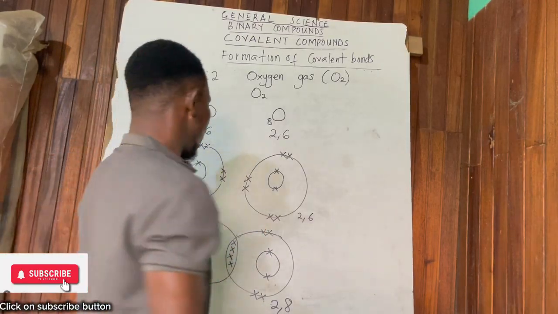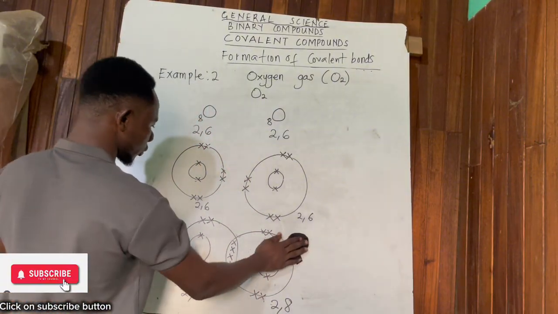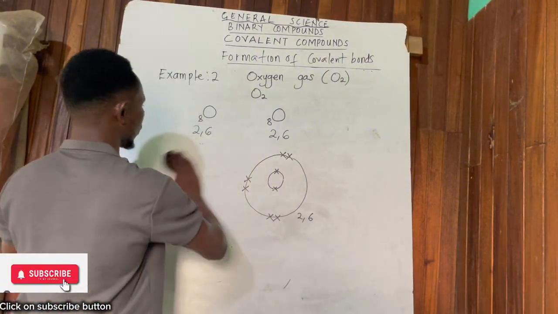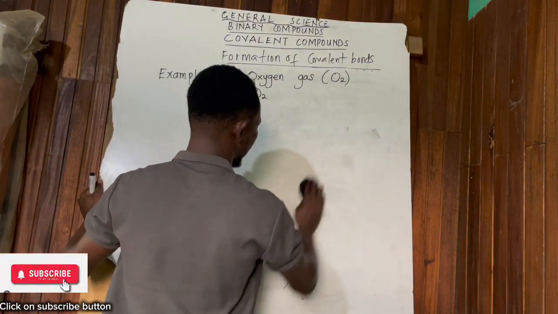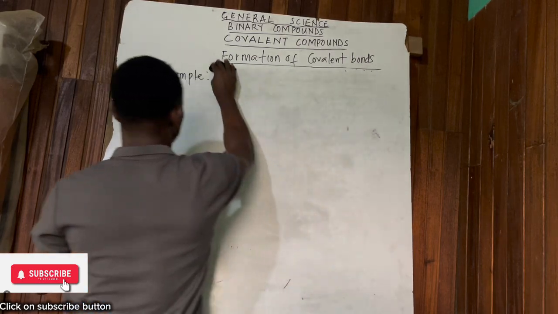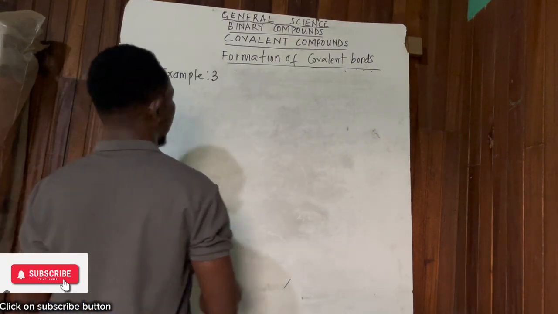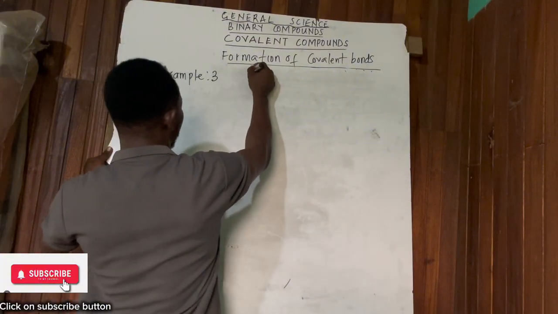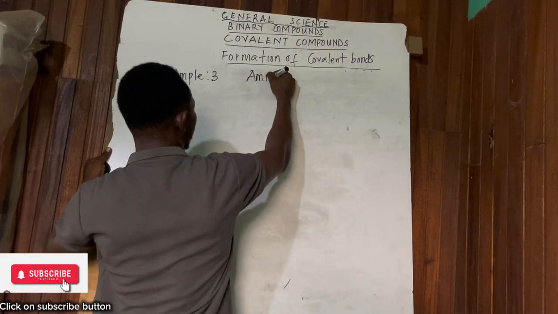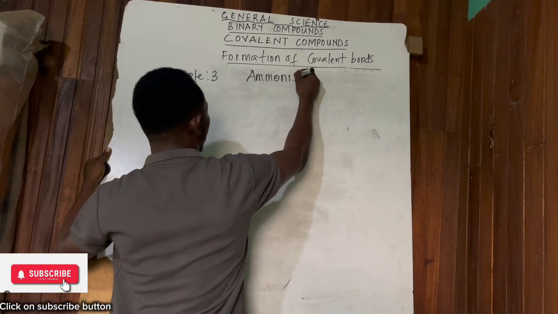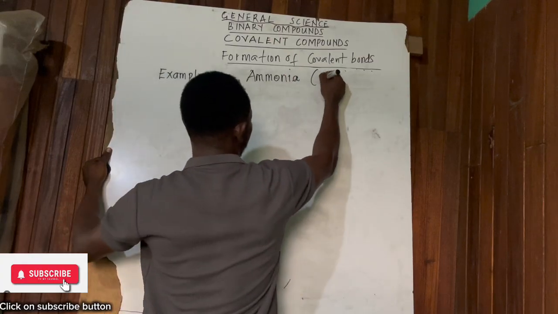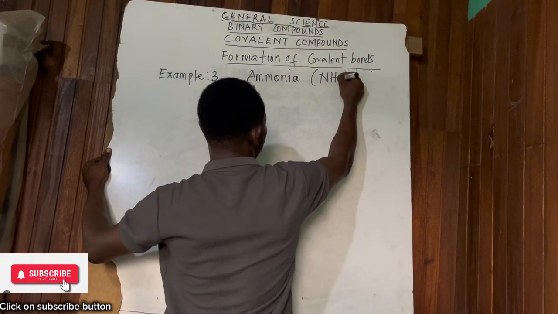Let's take the next example. Example 3. Let's try ammonia. Ammonia, which is NH3.